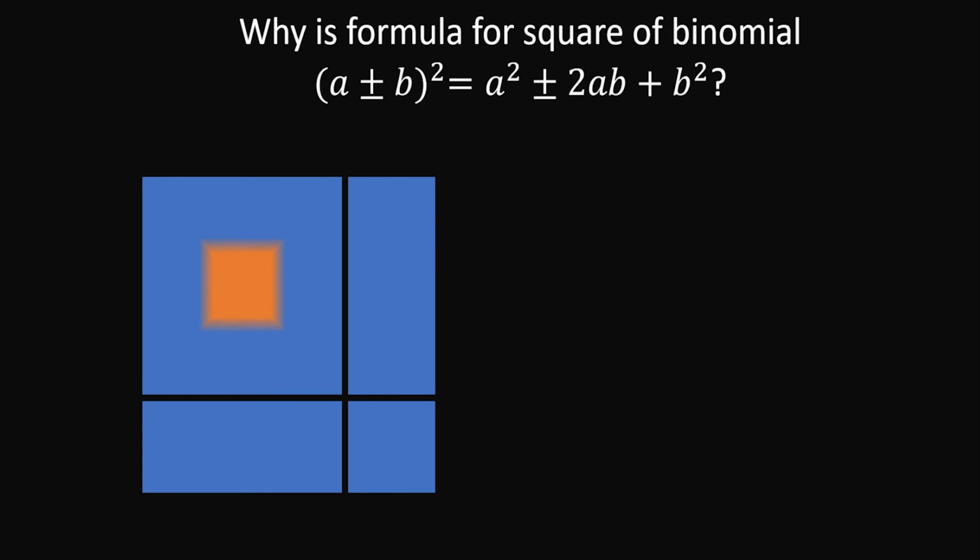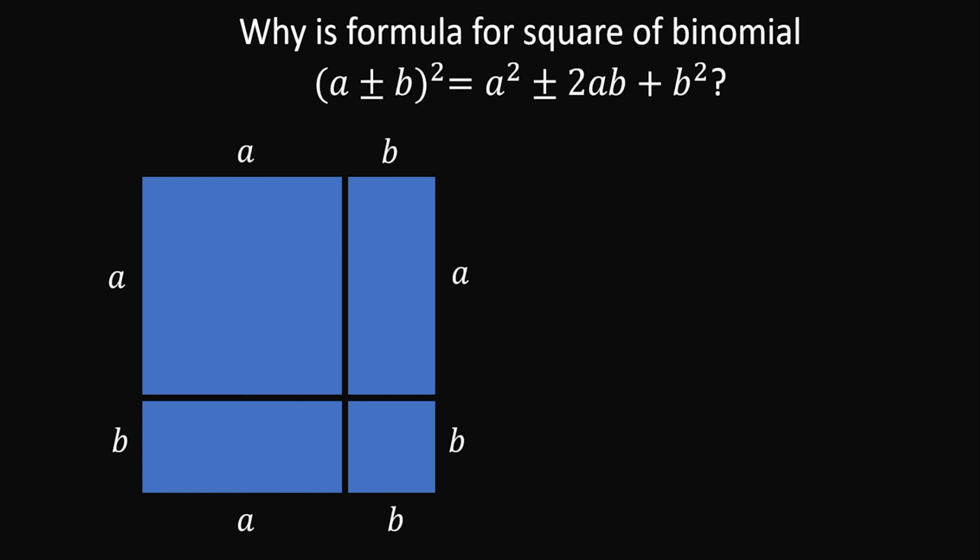The biggest room is also in the shape of a square, with a length of a and a width of a. The smallest room is also in the shape of a square, with a length of b and a width of b. The third room will be in the shape of a rectangle, with a length of b and a width of a, and the fourth room will of course have a length of a and a width of b.